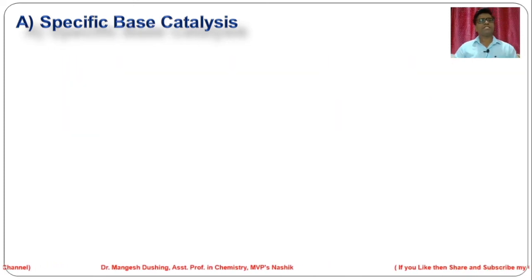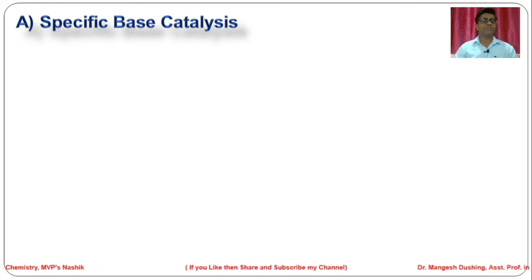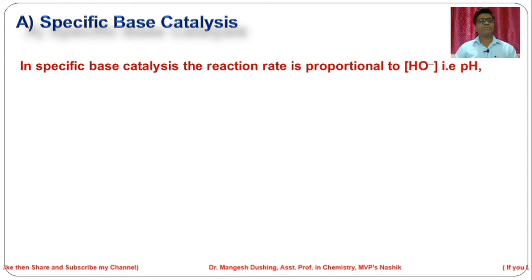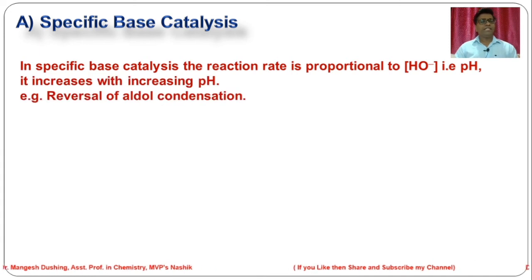Now we will see base catalyzed reactions. In a base catalyzed reaction, the base catalyzes the reaction and enhances the rate of reaction. Those reactions are called base catalysis. This is also of two types, that is specific base catalysis and general base catalysis. We will learn about specific base catalysis first. In specific base catalysis, the reaction rate is proportional to the concentration of OH minus ions, that is pH. So it increases with increasing pH. As the basicity increases, the rate of reaction increases.